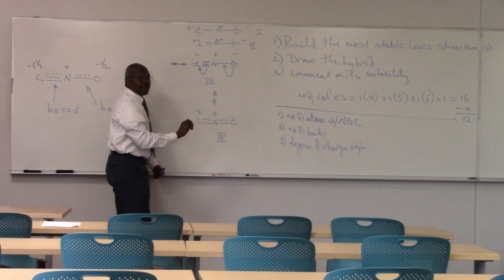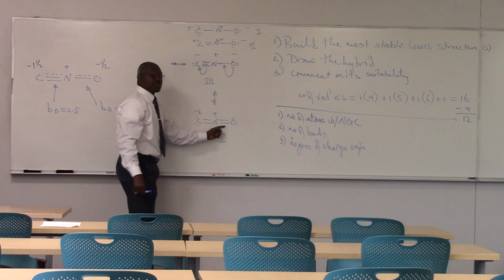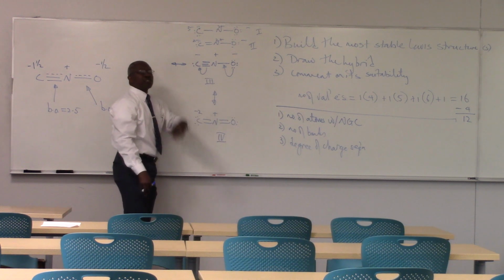3 plus 2 is 5. 5 divided by 2 is 2.5. 1 plus 2 is 3. 3 divided by the two structures is 1.5.